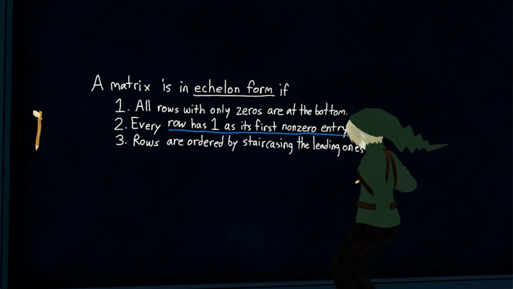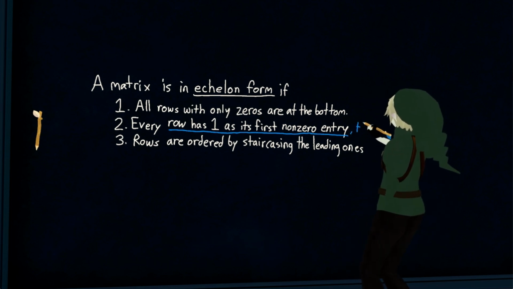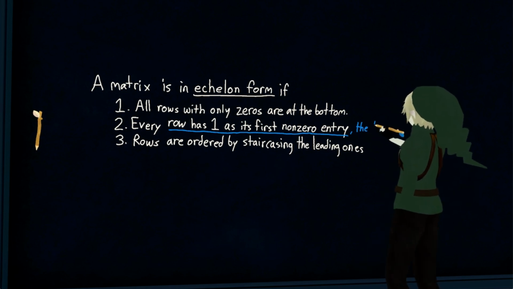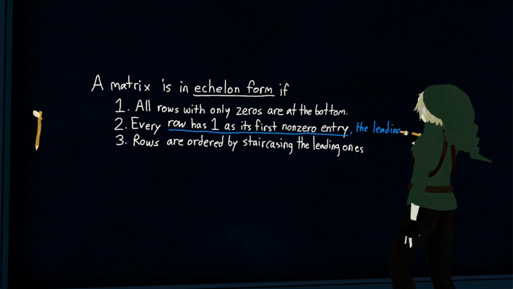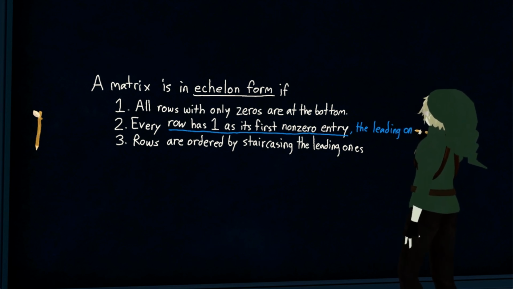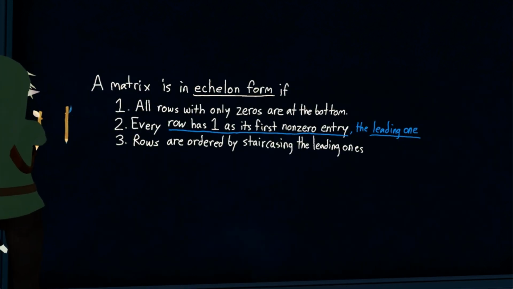A row where 1 is its first non-zero entry. This is technically the leading one. That's what your textbook would call it. They call it the leading one. And I'll show you what that is as a matrix right now.